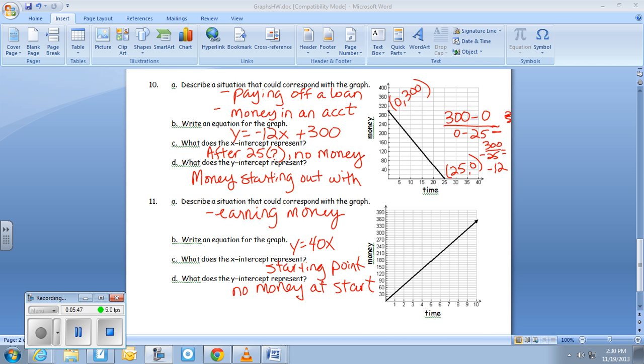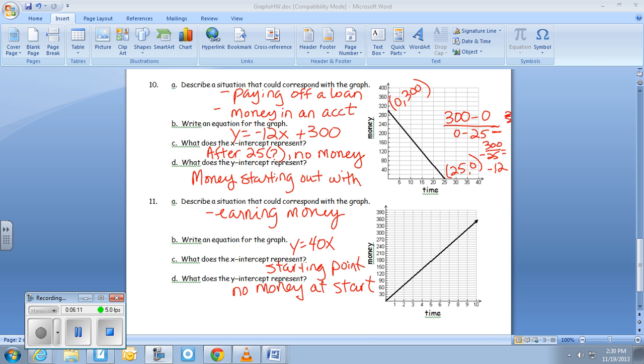as 300 is your y-intercept. The x-intercept just means after 25 whatever, there's no money. And the y-intercept is just the money you're starting out with. Number 11, looks like you're earning money. Number 10, money's going away. And then number 11, over time, money's being added. So you're earning money or money's being added over time.